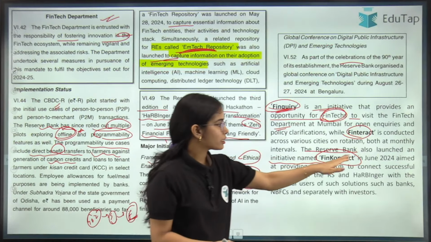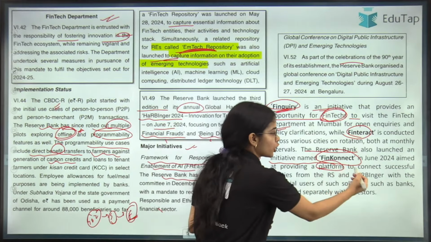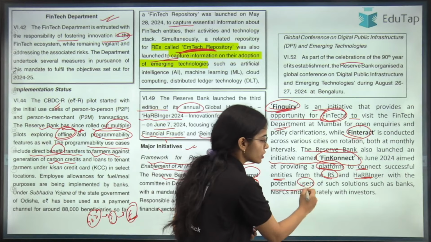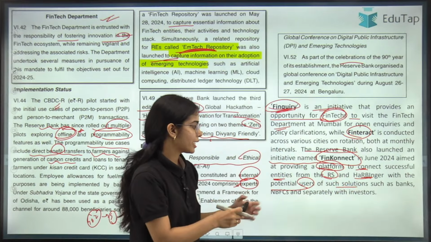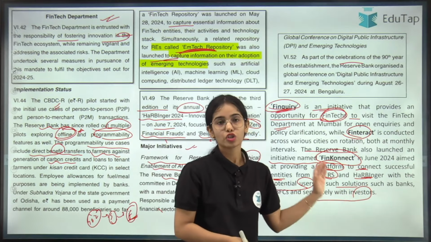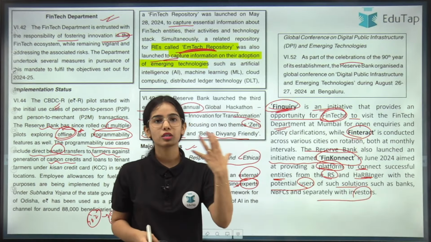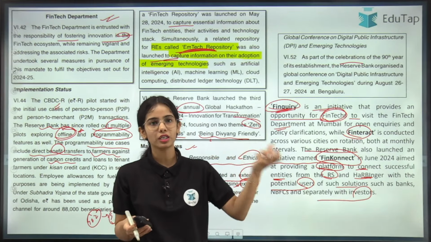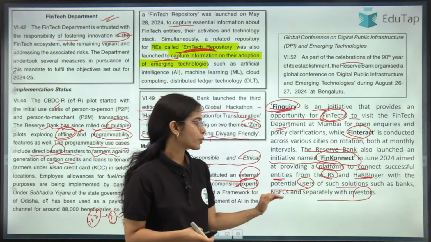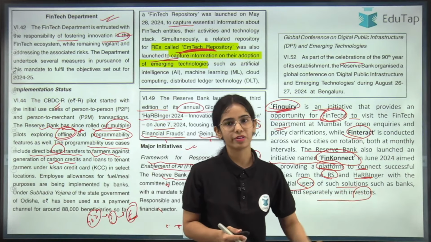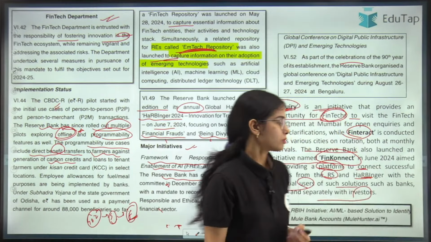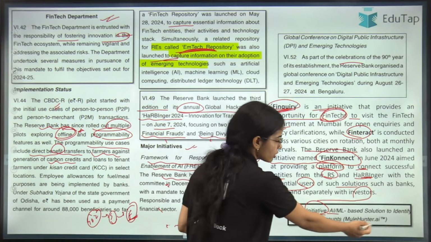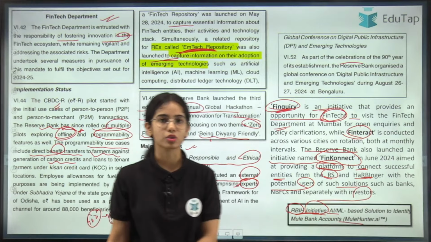So FinConnect is aimed at providing a platform to connect successful entities from the regulatory sandbox and the Harbinger with the potential users of such solutions, such as banks and NBFCs, and separately with the investors. So FinConnect provides opportunities to the entities that have successfully created a new solution to connect with the investors, and with the banks and NBFCs. Now the Reserve Bank of Innovation Hub also has an initiative to launch the Mule Hunter AI. This is very important, and we have discussed this also.